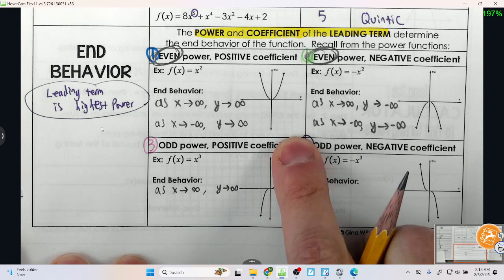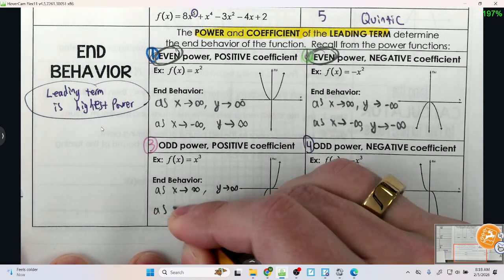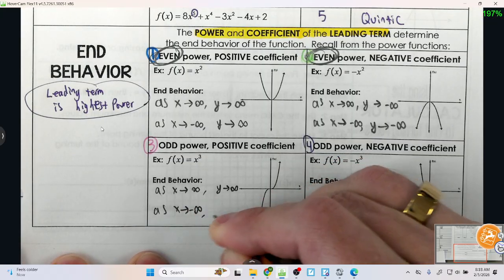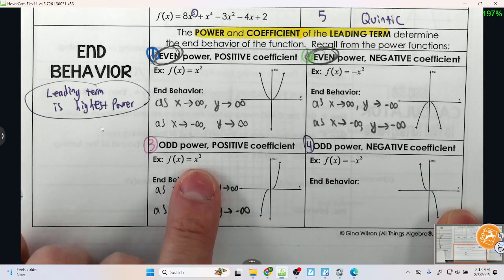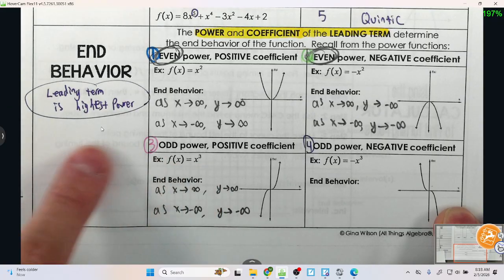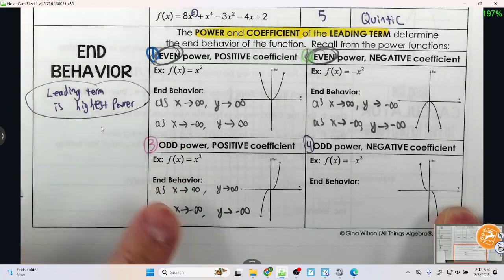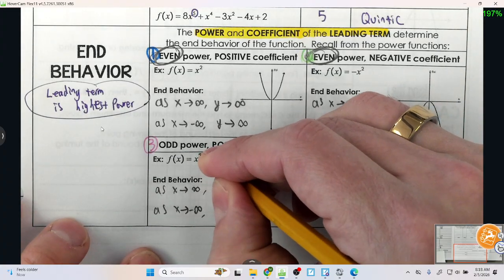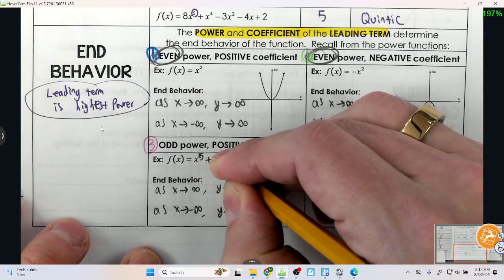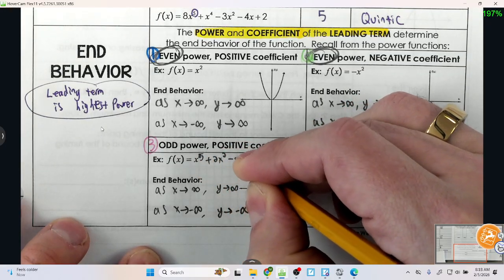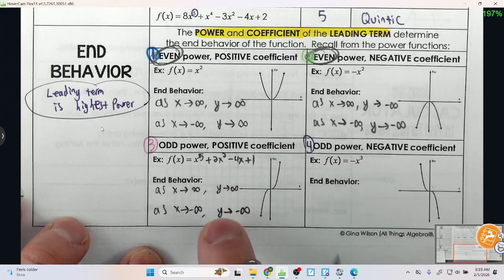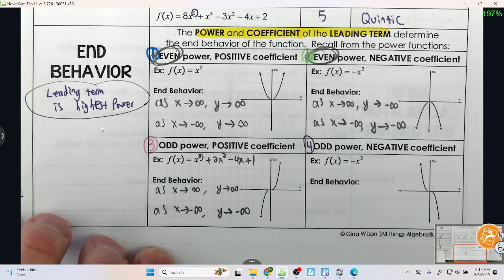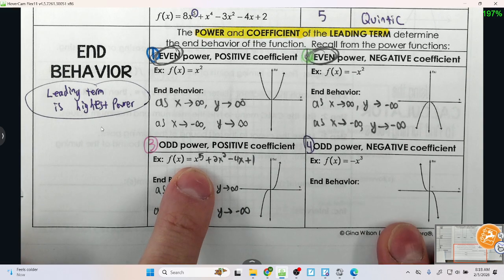So as x gets big, y gets big. And as x gets small, y gets small. Okay, that's an odd power. That would be true if it was a fifth or a seventh or a ninth. Or if it was x to the fifth plus 2x squared minus 4x plus 1. That would still be exactly like this. Okay, because all we care is that this is a positive coefficient on the first one, and it has an odd power.